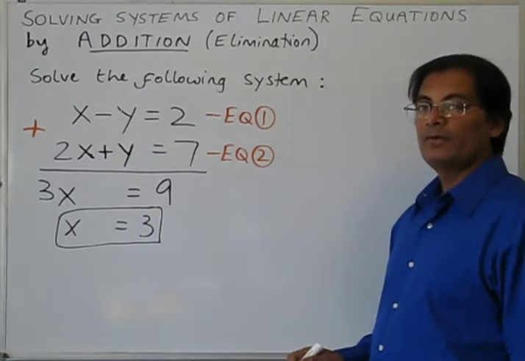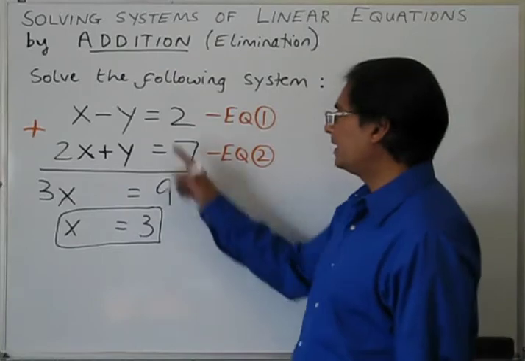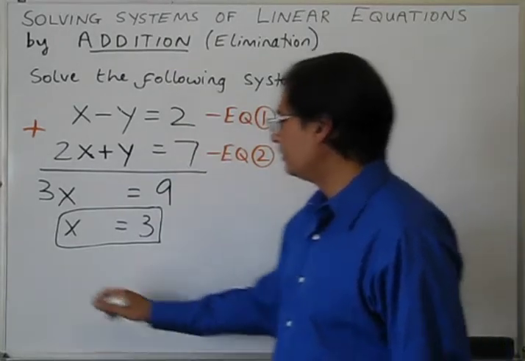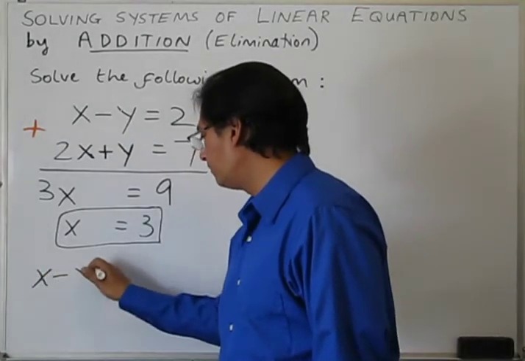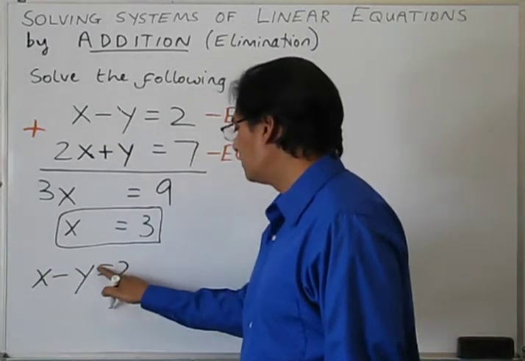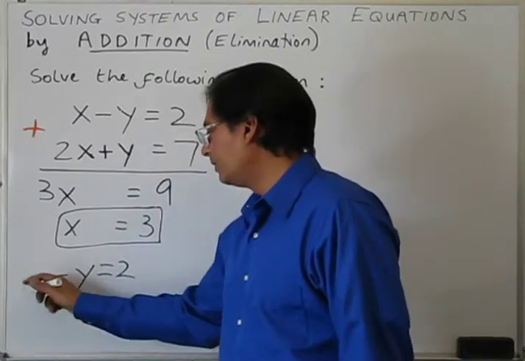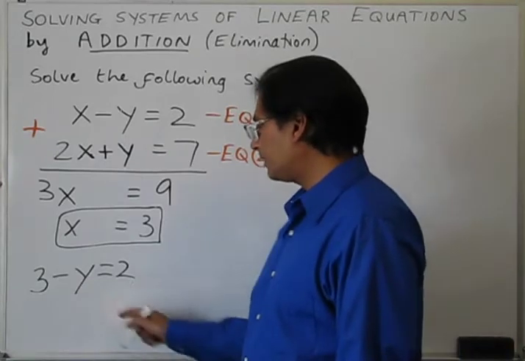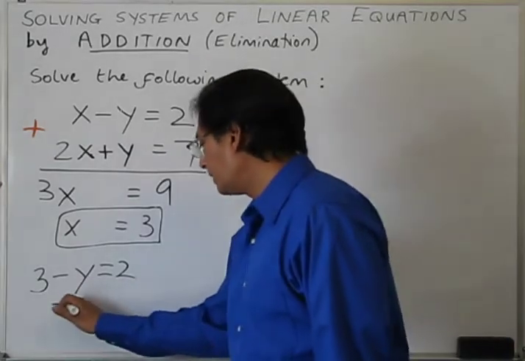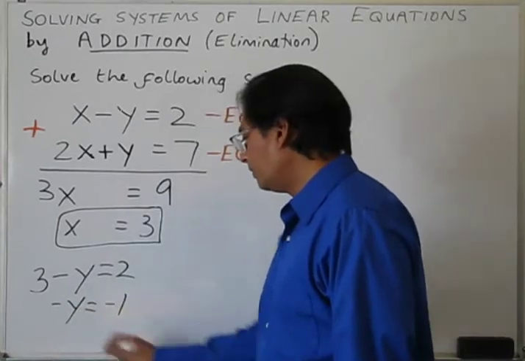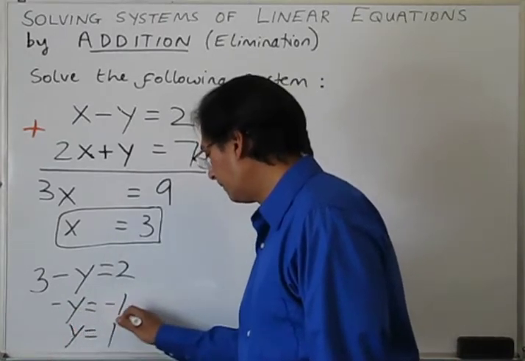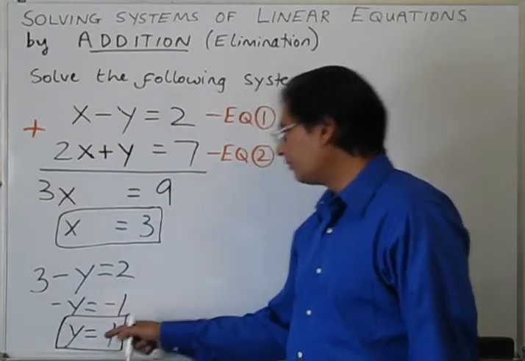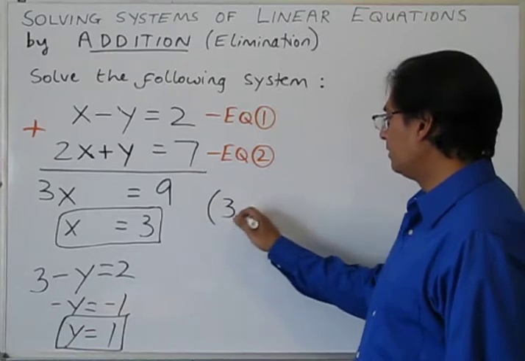Now we want to find what y is equal to. Well, we substitute this back into one of these equations. I'll take the first equation, x minus y equals 2. But we know x is 3, so rather than putting x here, we'll put 3 minus y equals 2. With a little manipulation, we subtract 3 from both sides. So we get negative y equals negative 1, or y equals 1. So there's our solution: y is 1, x is 3, in other words, the point (3, 1).